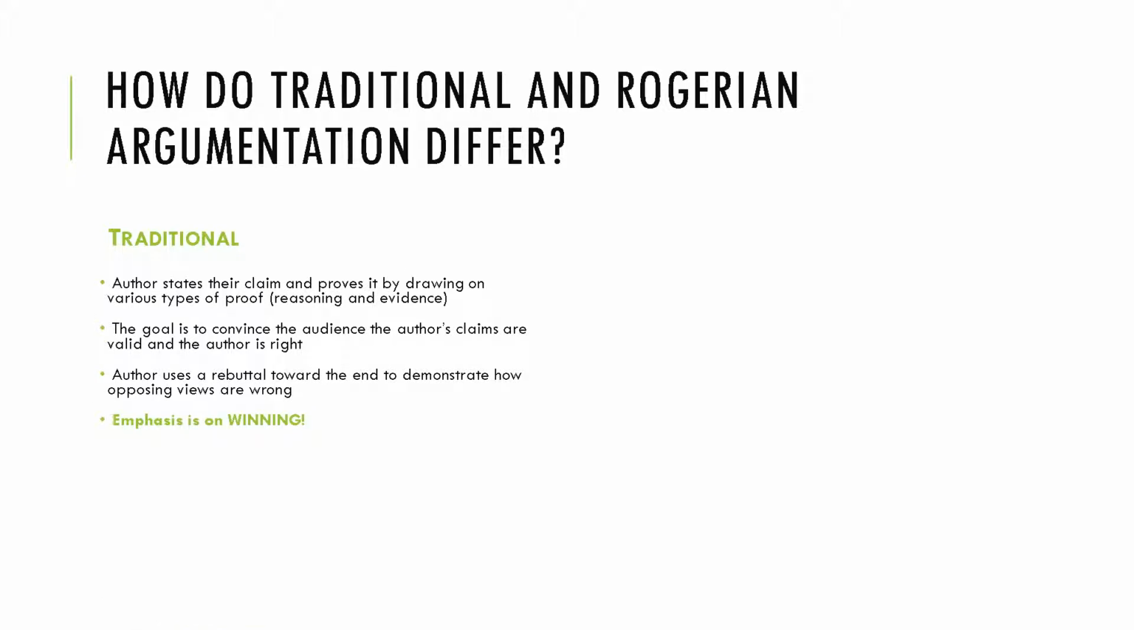In traditional, the author states their claim and proves it by drawing on various types of proof. That's all your evidence, your reasoning. The goal there is to convince the audience that the author's claims are valid and you're right. The author uses a rebuttal toward the end, perhaps, not even always, to demonstrate essentially that the opposition is wrong. So you bring in opposing viewpoints sometimes, but you usually do it to shoot them down. And the emphasis, of course, in traditional argumentation style is to win the argument.